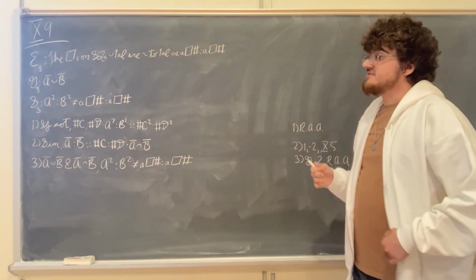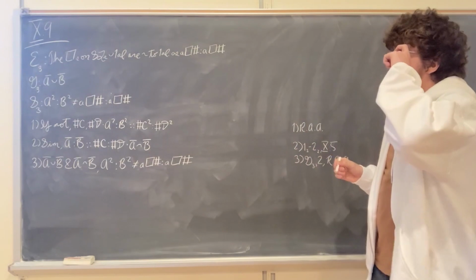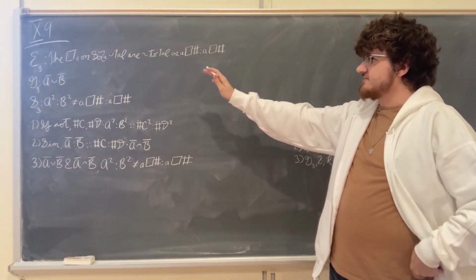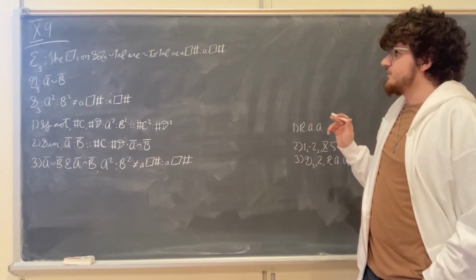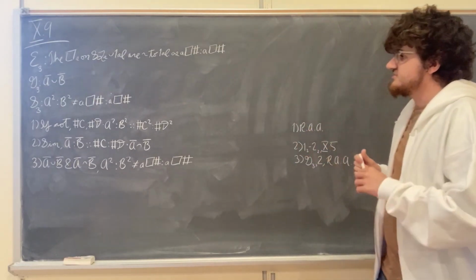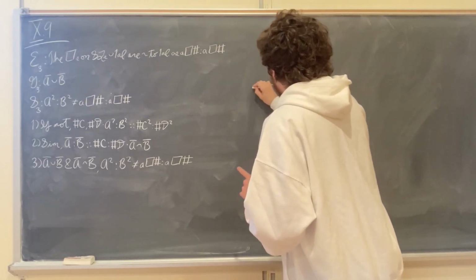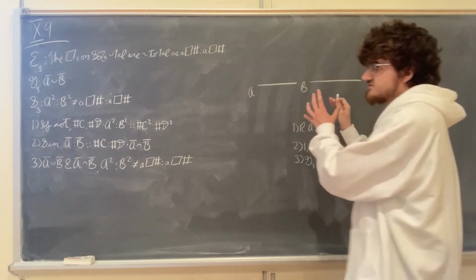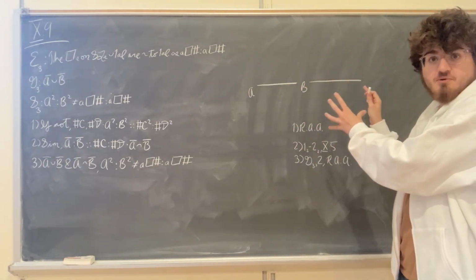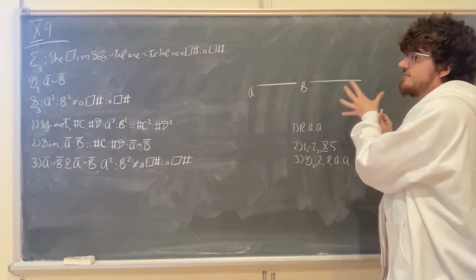Now we will demonstrate the third part of proposition 9 of book 10 of Euclid's Elements, which says that the squares on straight lines which are incommensurable with one another are not to one another as a square number is to a square number. So what we'll have is two straight lines, A and B, and these two straight lines will be incommensurable with one another. They will have no common measure.